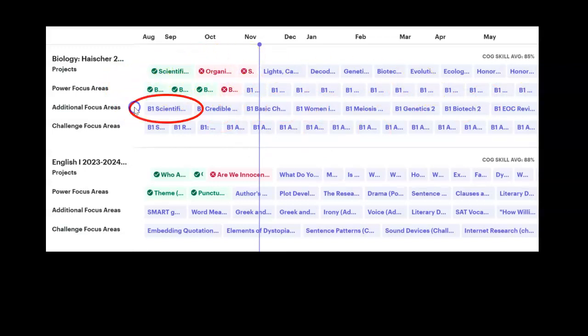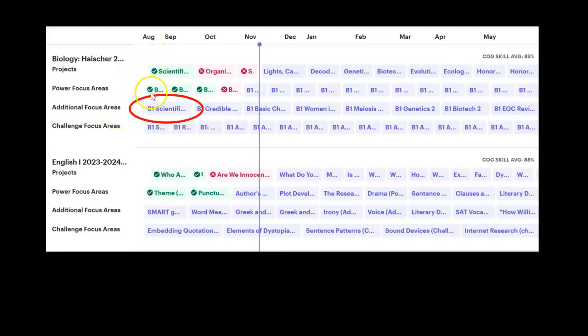For the additional focus row, we can see that all of these are blue. That's because the student has not attempted any of them, has not passed any of them. However, the additional focus areas also do not turn red because none of them are required.